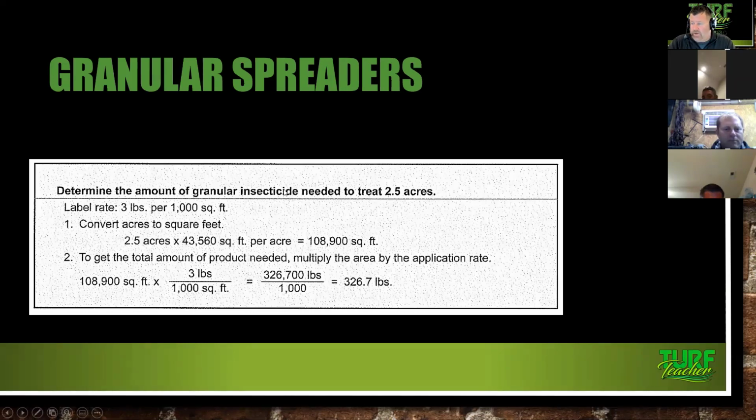So to determine the amount of granular insecticide needed to treat 2.5 acres, with our label rate of 3 pounds per 1,000, convert acres to square feet. 2.5 acres times 43,560 is 108,900 square feet. To get the total amount of product needed, you multiply the area by the application rate. 108,900 square feet times 3 pounds per 1,000 gives us 326,700 pounds, divided by 1,000, or 326.7 pounds. So we're going to need what? 7.5 bags to treat the 2.5 acres.